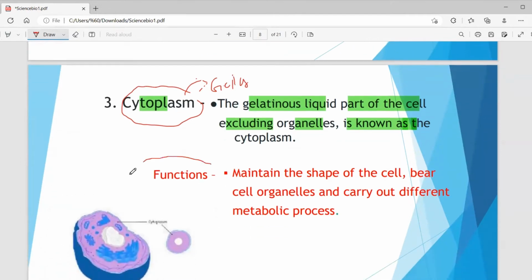Its function is mainly to maintain the shape of a cell. It is very important for the cell structure. If we assume there is no cytoplasm, how would the cell structure be? It would be like a bread or a bun. It maintains the shape and holds the cell organelles, and carries out different metabolic pathways, because in our body many metabolic activities and some kinds of extraction take place.